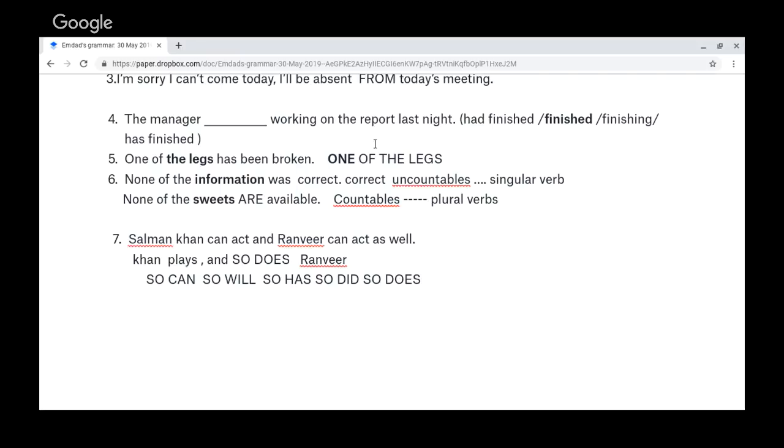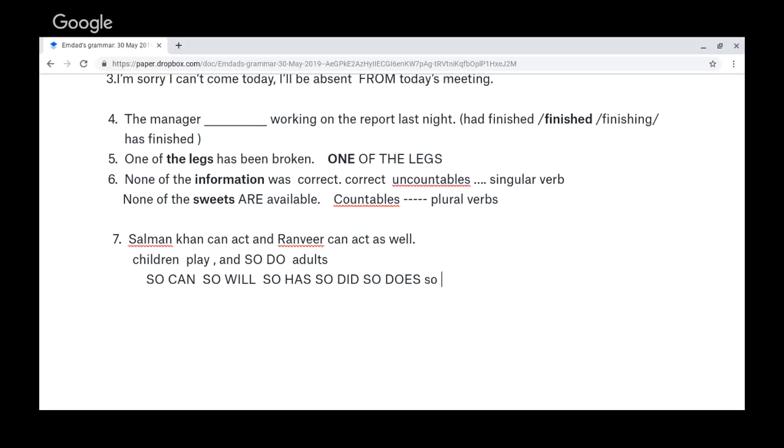What if I change this with this? Tell me. Children play. What do you think about this? Sentence right or wrong? Children play, and so does adults. So do adults. How easy is this?